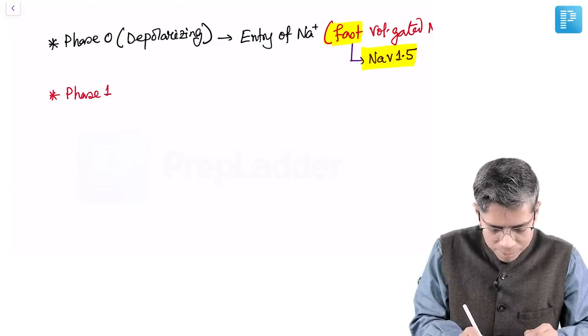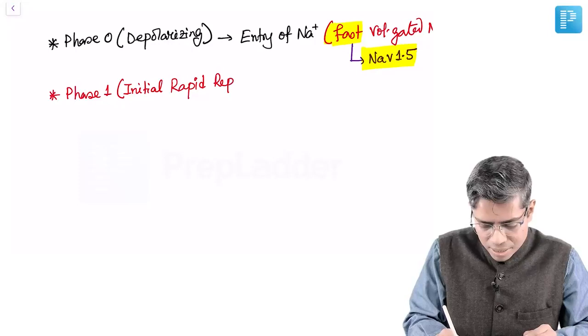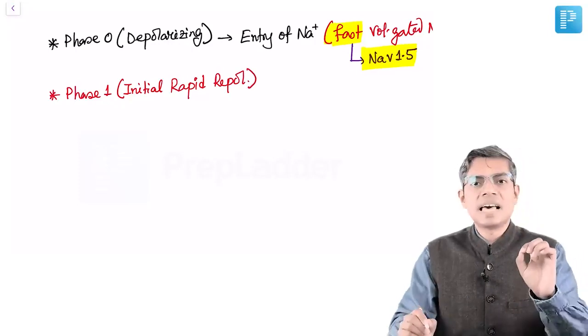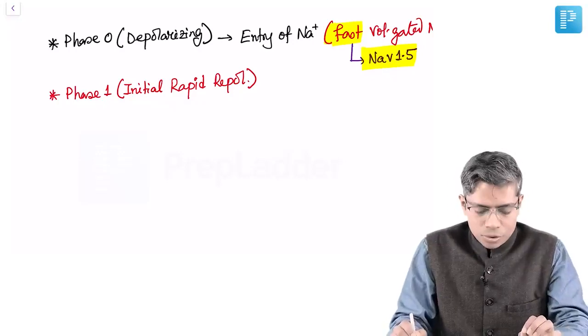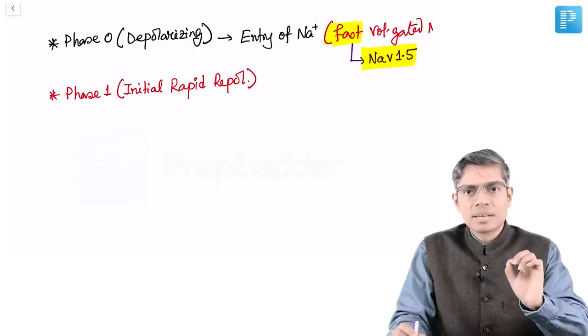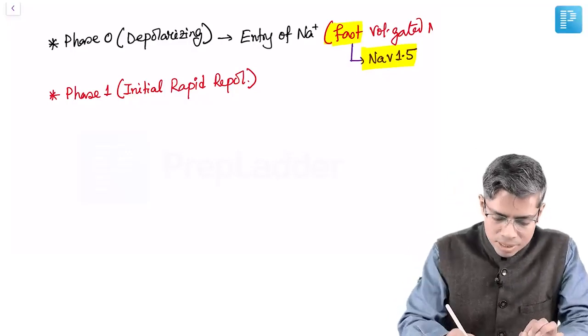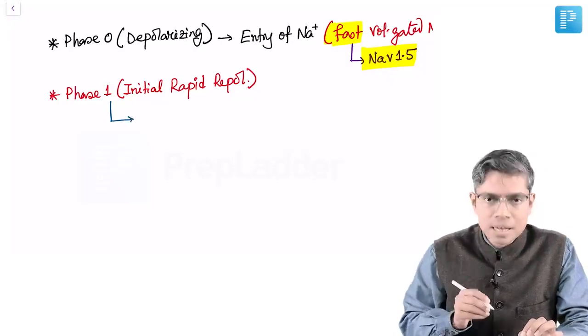So phase number 1 is known as the initial rapid repolarization phase. And this phase is very transient, a very short time duration, right? So this is phase number 1, initial rapid repolarization. Now during phase number 1, what is the ionic basis? This is very important for MCQ. Multiple times it has been asked.